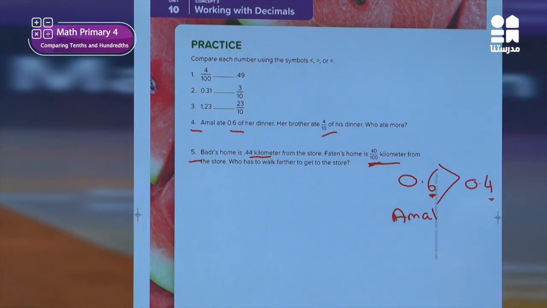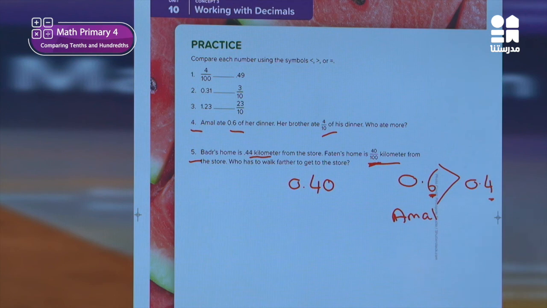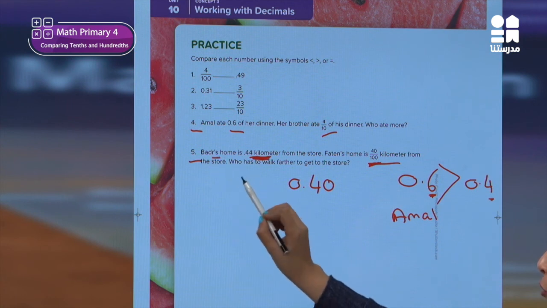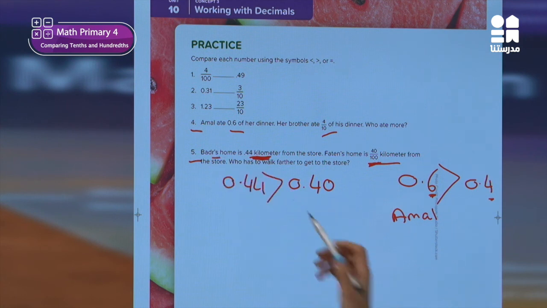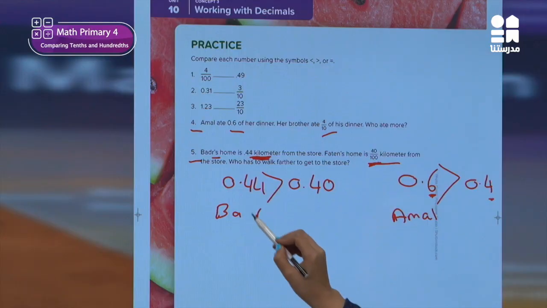Now I will write the distance between Fatin's home and the store as a decimal. Didn't we say 40 over 100? When I write it as a decimal, it will be 40 hundredths, which means 0.40. I am sure you have all noticed that 44 hundredths, which is the distance of Badr's home, is of course greater than 40 hundredths, which is the distance of Fatin's home. So we know Badr will walk a greater distance to reach the store. Here is Badr and here is Fatin.